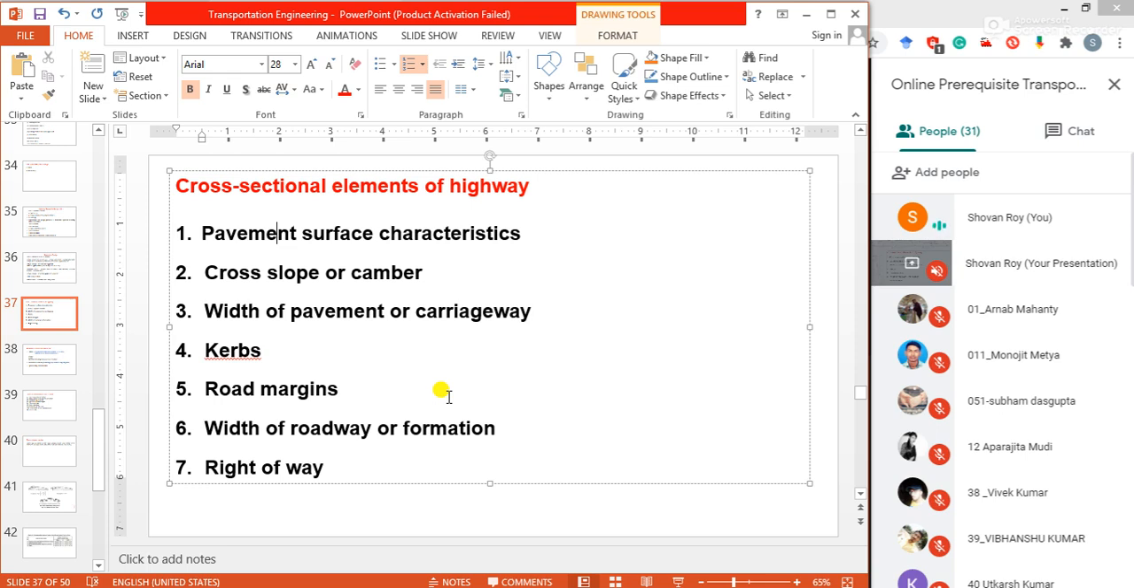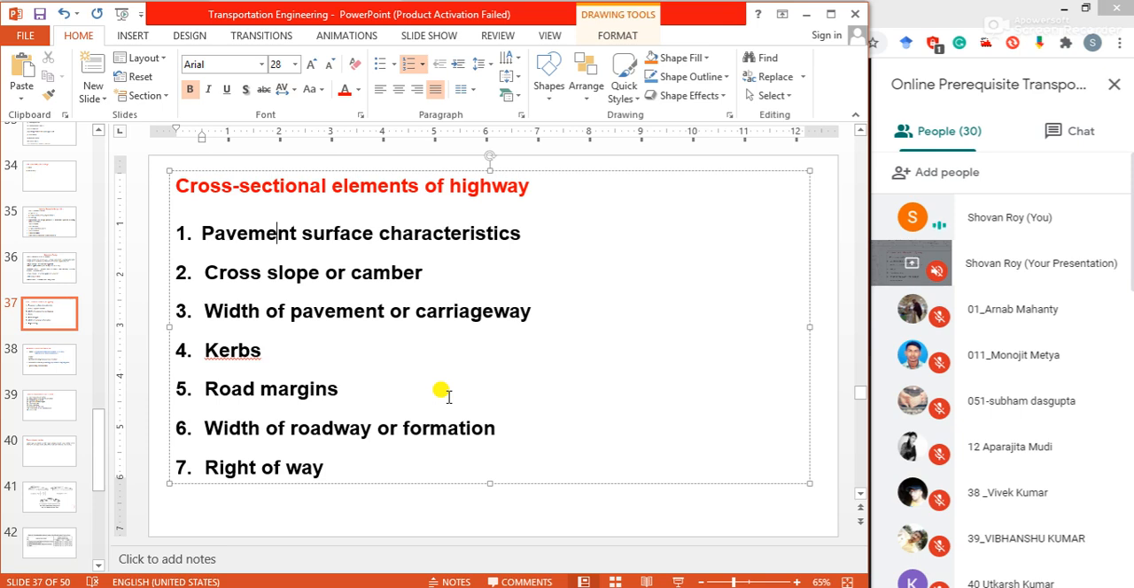Volume and composition of traffic. Volume, that is, the quantity of traffic in the road. Subgrade is one of the parts of your pavement or your road. It is the first bottom part of the road, that is subgrade.